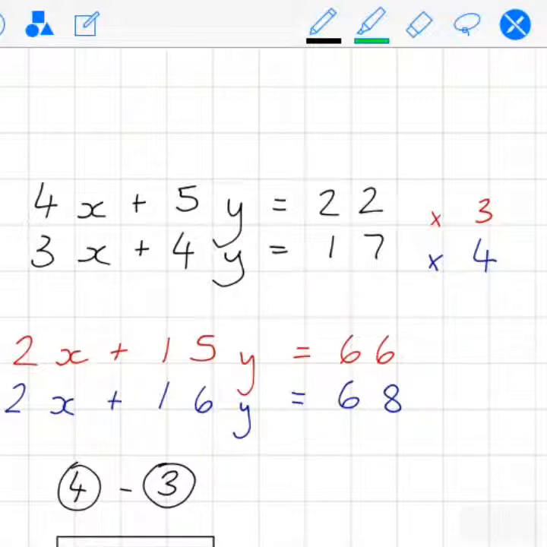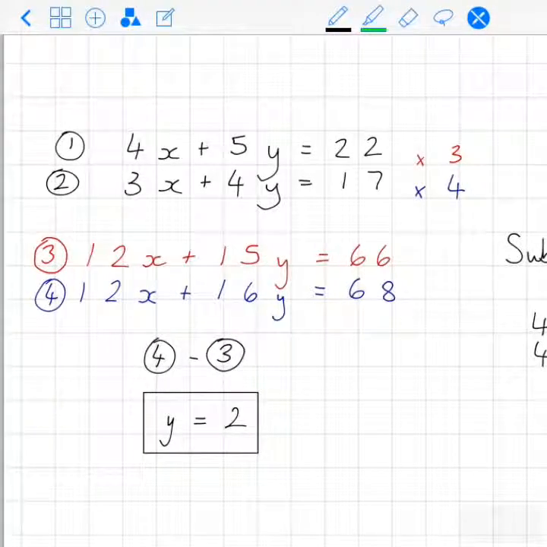When I times this thing by 3, I had to multiply absolutely everything by 3. So that was 3 times by the 4, 3 times by the 5, and 3 times by the 22. That gave me, if I zoom out a little bit, there we go, 12x plus 15y equals 66.